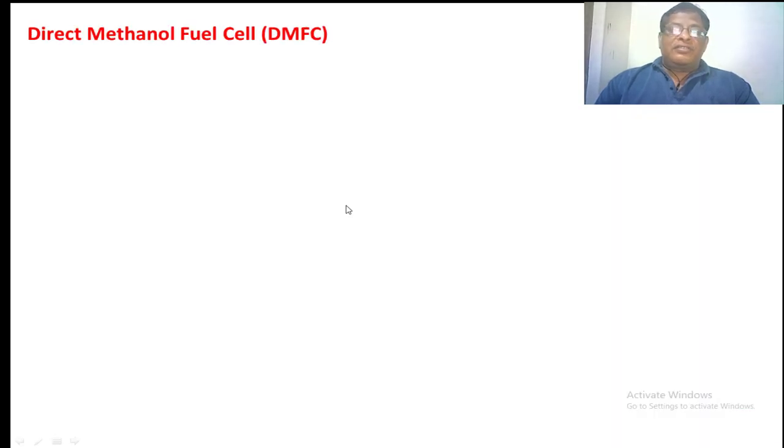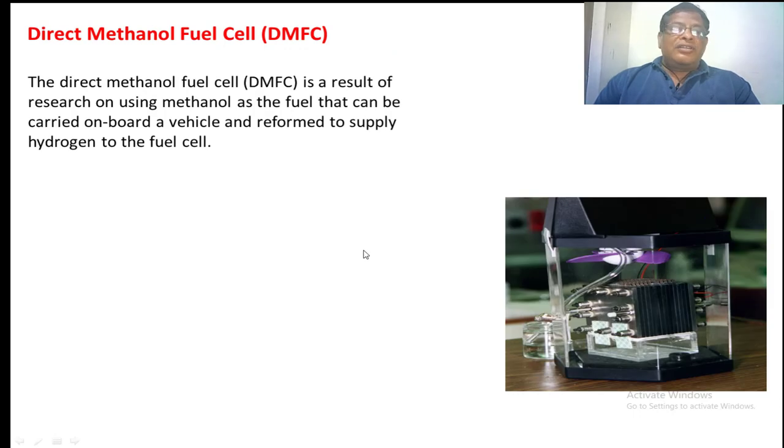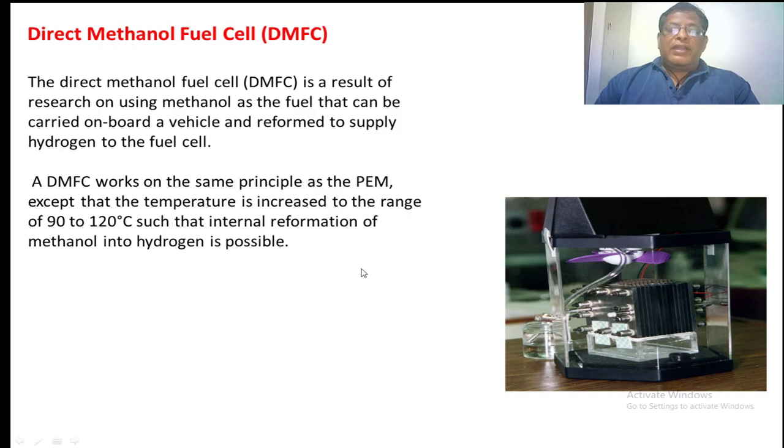Direct methanol fuel cell. The direct methanol fuel cell is a result of research on using methanol as a fuel that can be carried on board the vehicle and reformed to supply the hydrogen to the fuel cell. The working temperature of the direct methanol fuel cell is 90 to 120 degrees, such that internal reformation of the methanol into hydrogen is possible.